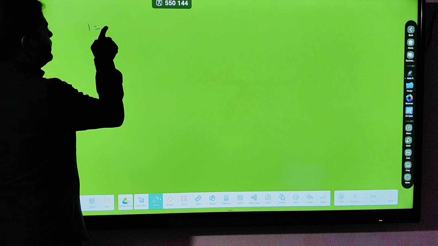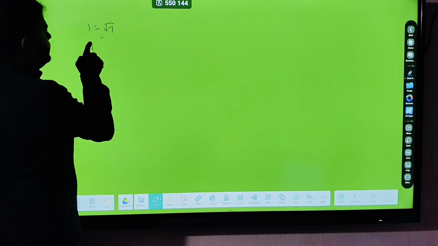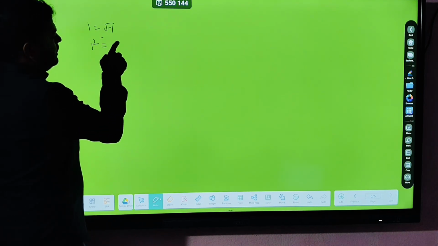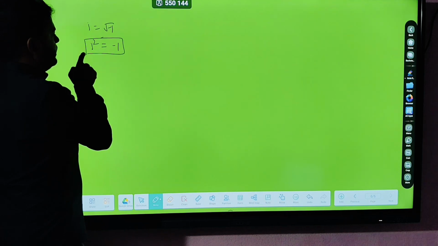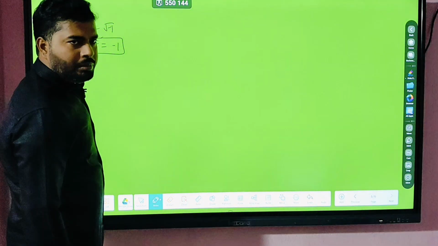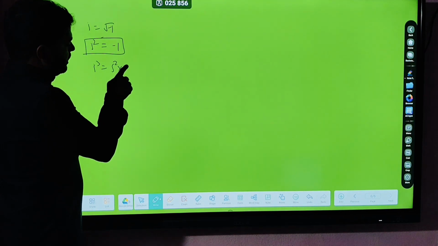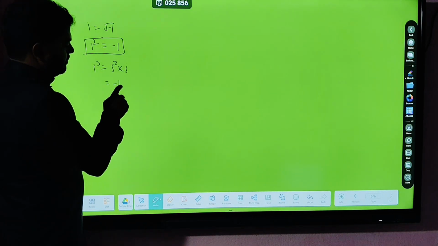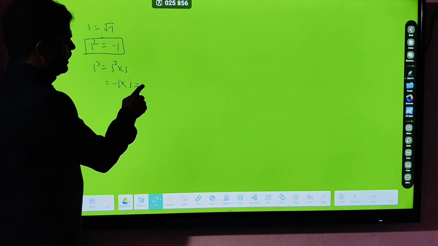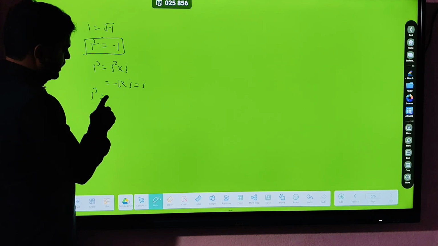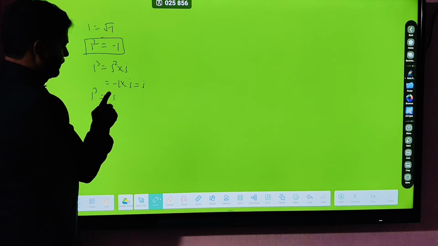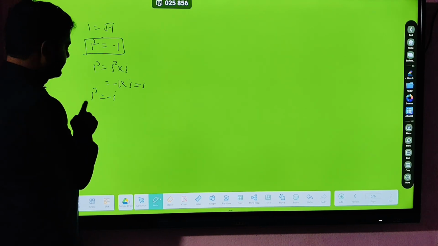So iota equals to root of minus 1. So if we square both sides, we get iota square equals to minus 1. One important result to keep in mind, right? Then iota cube we can write as iota square into iota. So iota square is minus 1. Minus 1 into iota is minus iota. So what we got from here, iota cube is just minus iota.